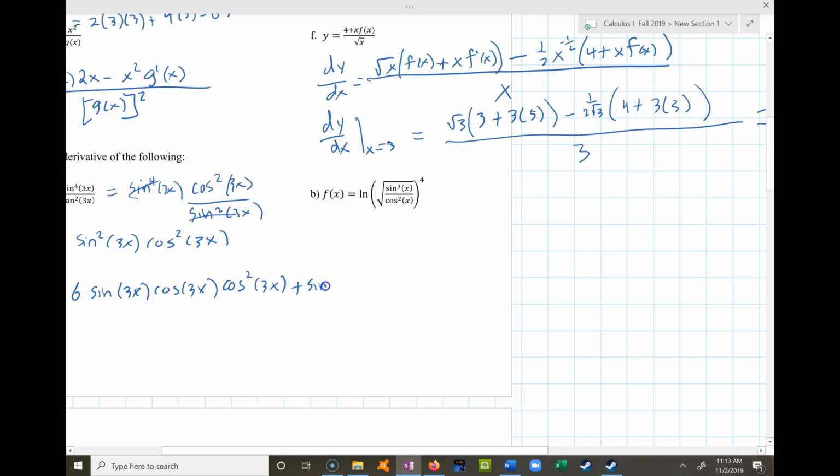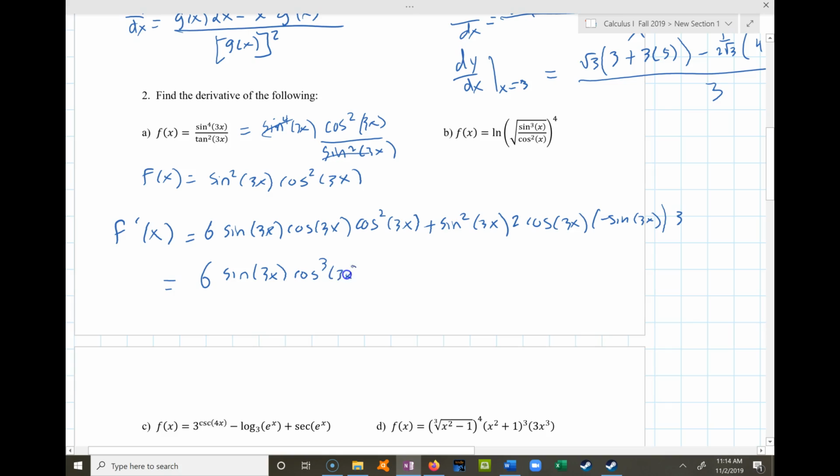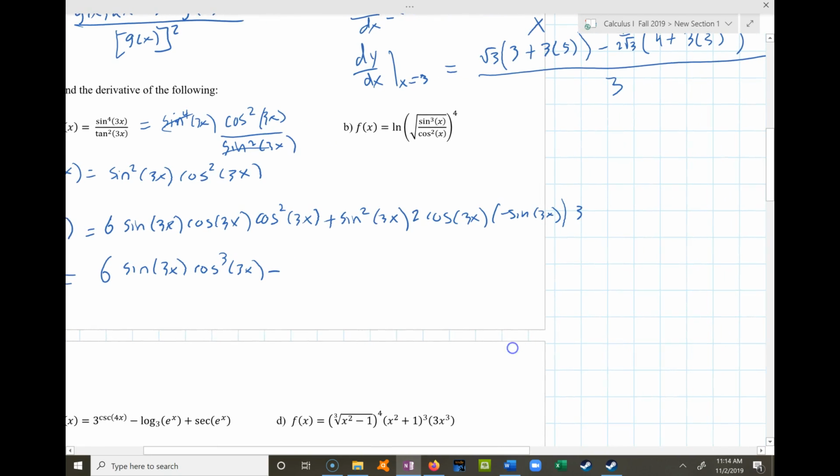Then I'm going to add to that sine squared of 3x times the derivative of cosine squared, which would be 2 cosine 3x times the derivative of cosine, which would be negative sine 3x times 3. So then if I simplify all that, I get 6 sine 3x times cosine to the third 3x, plus, no, actually minus 6 sine cubed 3x times cosine 3x.